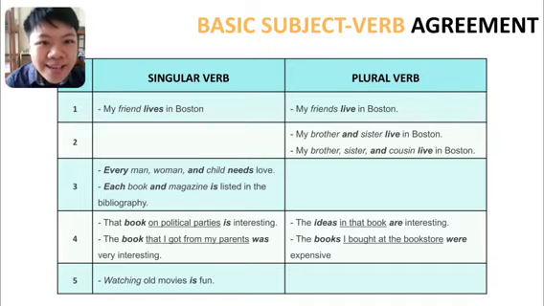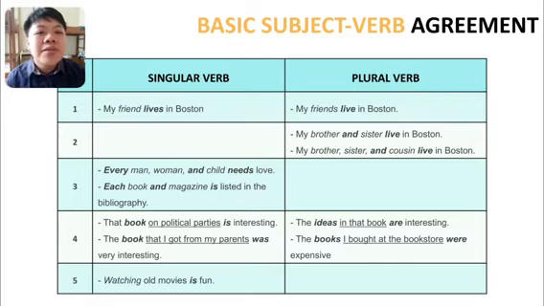Okay, so for number 5, watching all movies is fun. Now, what is it? What is watching? Watching here is a gerund. That's correct. What is a gerund? Gerund is a noun that is formed by verb plus ing. So here, watching is not the verb anymore, but it is a noun. Now, gerund is considered as singular. Okay, have you finished writing your notes?